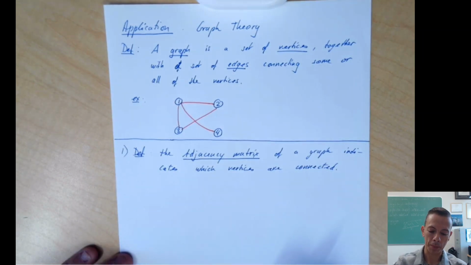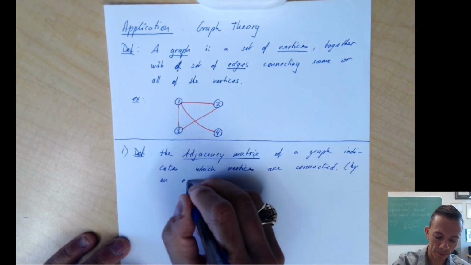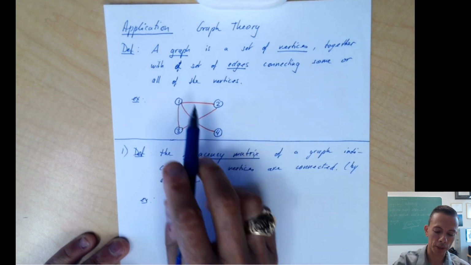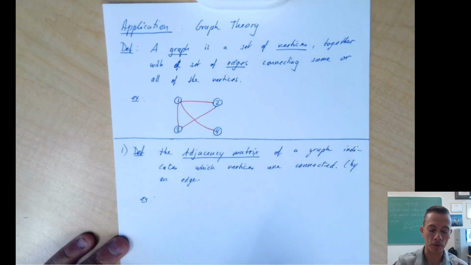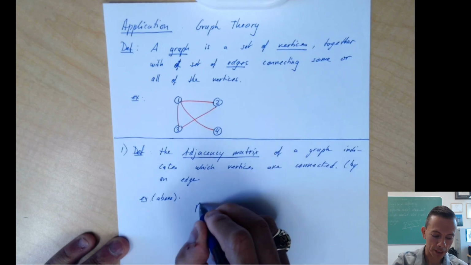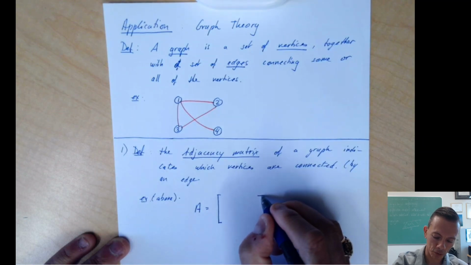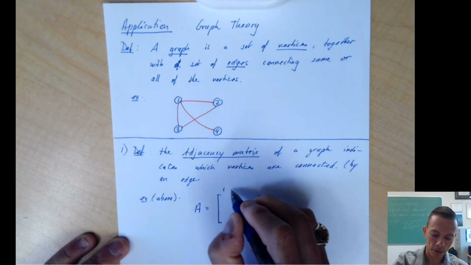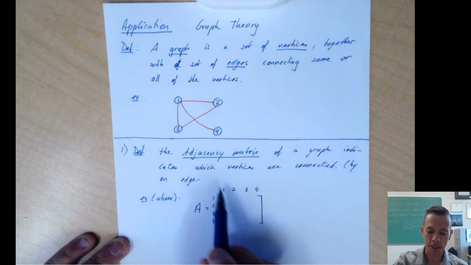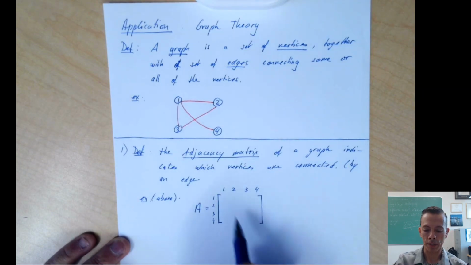So connected meaning they have an edge between them. So here's an example. If we look at this little graph that we had above right here, you can define the matrix A, and because there are 4 vertices, this is going to be a 4 by 4 matrix. Each row and column represents a vertex. And then you just put 1s or 0s in the elements.